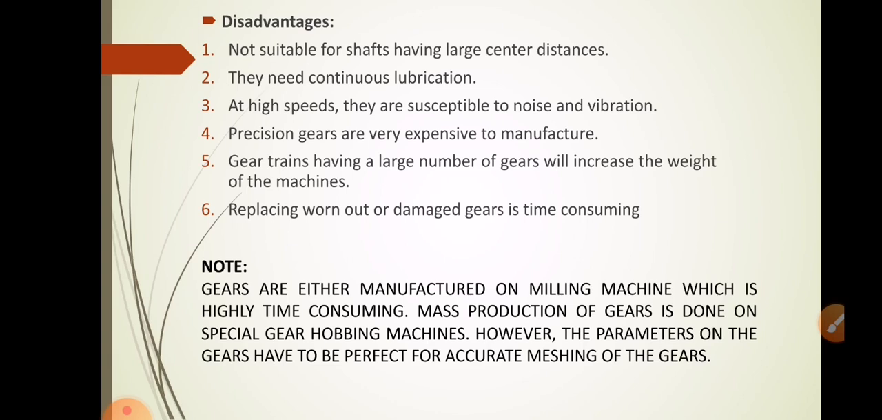So that completes our discussion on gears. What remains is belt drives, and then the discussion on the first module. Thank you very much.